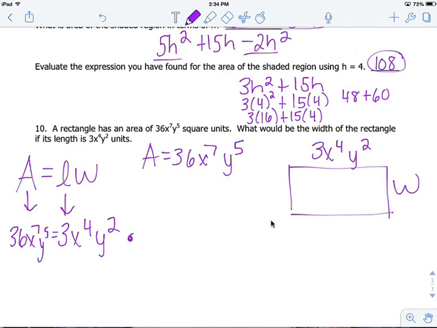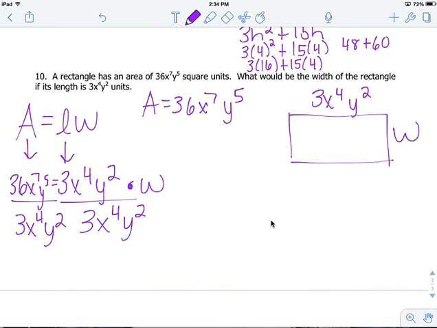So to find my width, I'm going to solve for w by dividing both sides by 3x to the 4th, y squared. Here's where your dividing rules come in for laws of exponents. 36 divided by 3 is 12. X to the 7th over x to the 4th, we subtract those exponents and we get x to the 3rd. Y to the 5th over y squared gives me y to the 3rd.